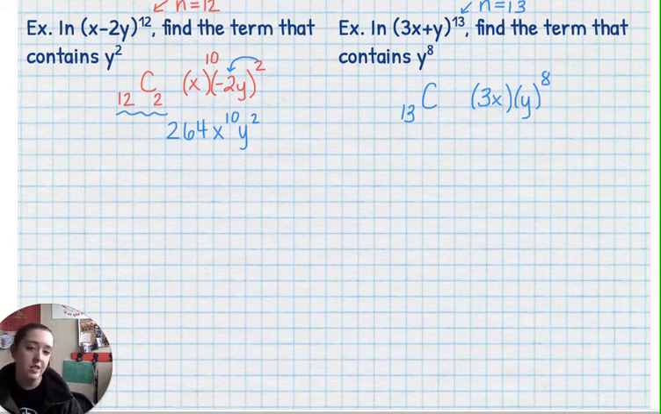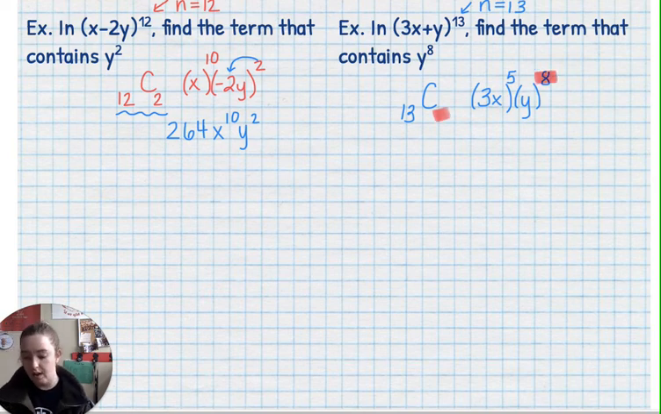We know our exponents have to add up to the exponent on our binomial, so we want the powers on a and b to add up to 13. So that means the power on a has to be 5, because 5 plus 8 is 13. Now, in the 13 choose something, remember, whatever that something is, it's going to match the power on b. So that means that we're going to have 13 choose 8.